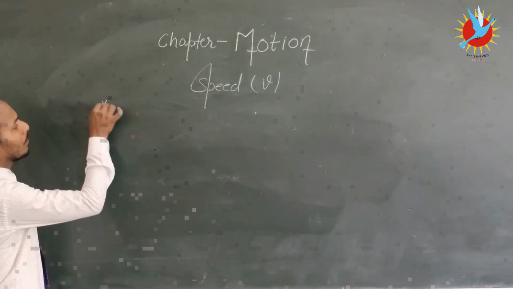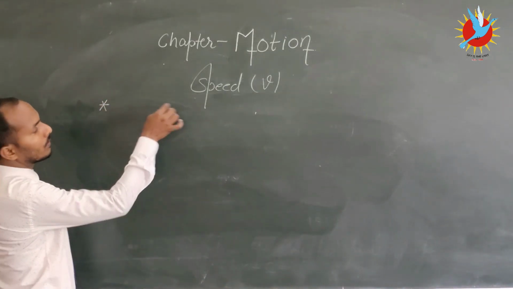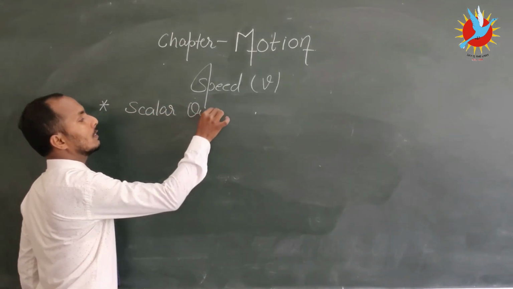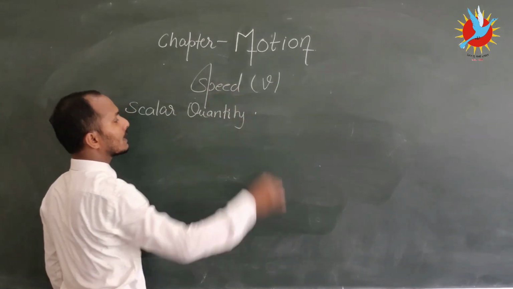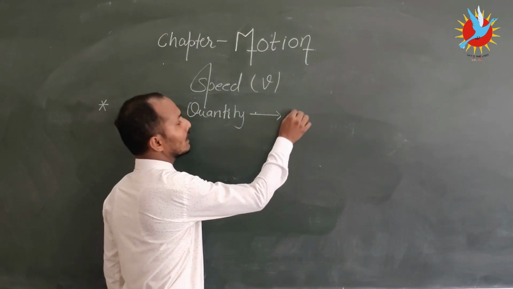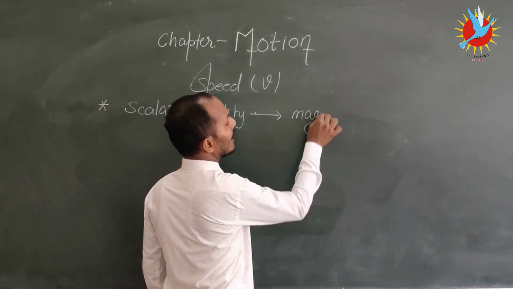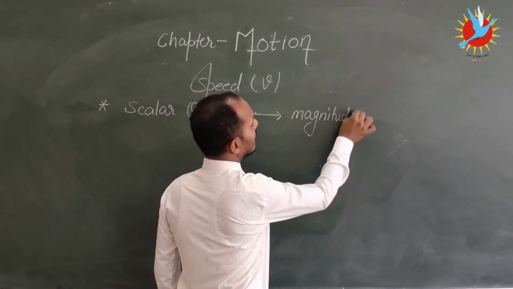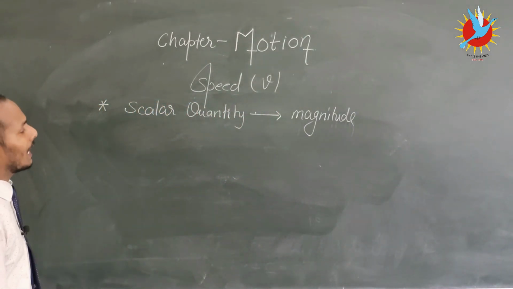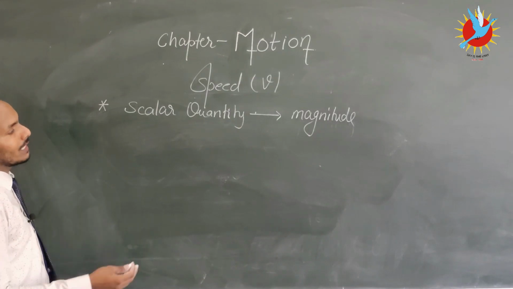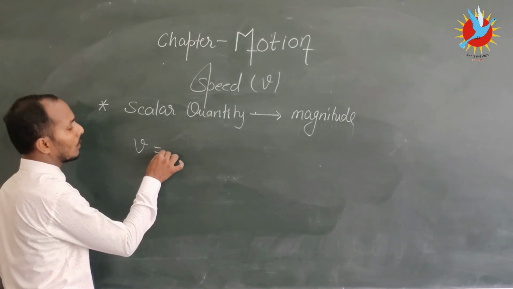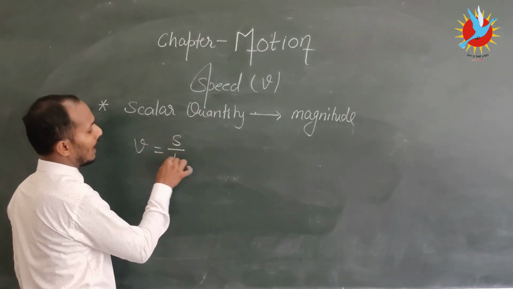Now there is another property of speed: it is a scalar quantity. What is the meaning of scalar quantity? Scalar quantity means it has only magnitude. It does not depend upon its direction. How can you say that it does not depend upon direction? Because we know the speed of a body is distance upon time.